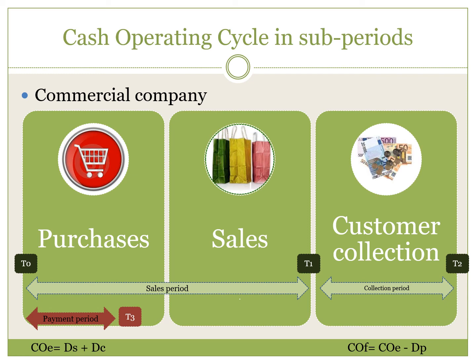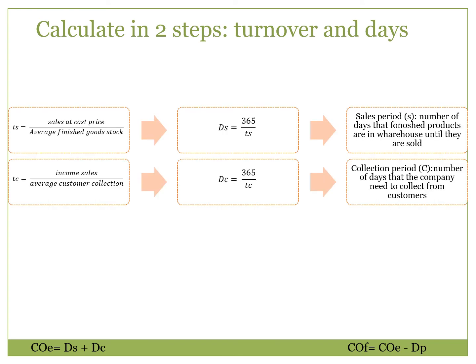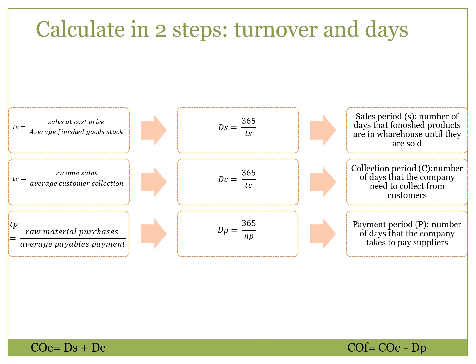Then we're going to have the collection period, in which the company is going to get the money from the customers, and then we're going to have a payment period, in which the company is going to pay the suppliers. And this is everything a commercial company needs regarding the cash operating cycle. So again, we have to calculate this in 2 different steps, first the turnover and then the days, but the formulas are exactly the same ones we used before, except this is the shorter version. I'm not going to read them, so this is another good moment if you want to pause the video, take your notes about the formulas, and we will see something else before finishing.